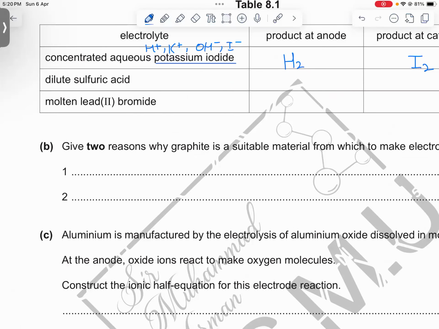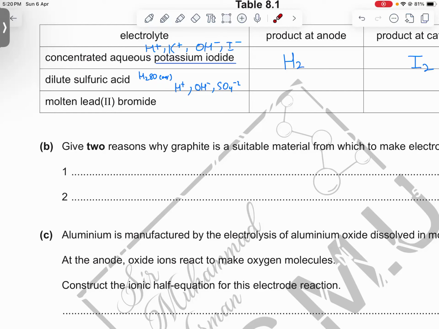Now dilute sulfuric acid. Dilute sulfuric acid is H2SO4, right, in aqueous conditions. So in this type of solution there must be the H plus ion, there must be the OH minus ion, and then there must be the SO4 2 minus ion. Why is there only one cation over here? Because both water and acid have H positive as their cation. Therefore, for this answer, we do not have the second cation.